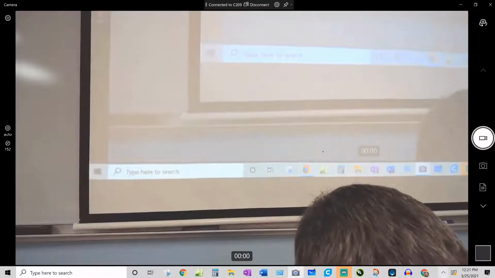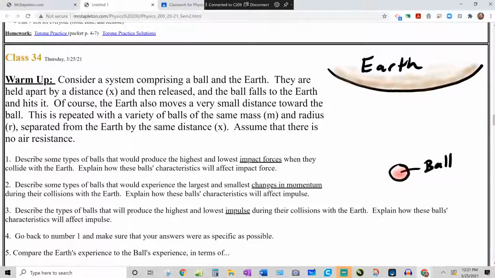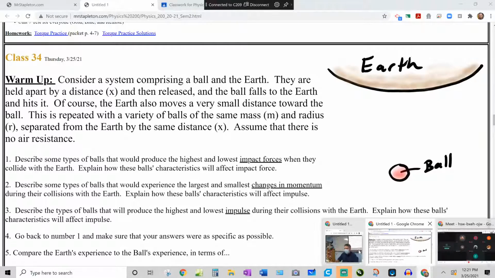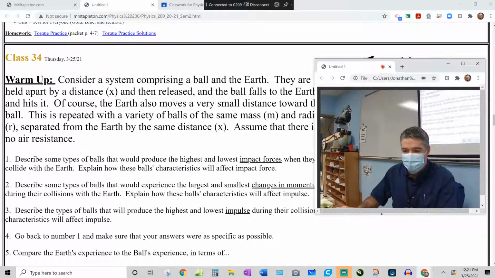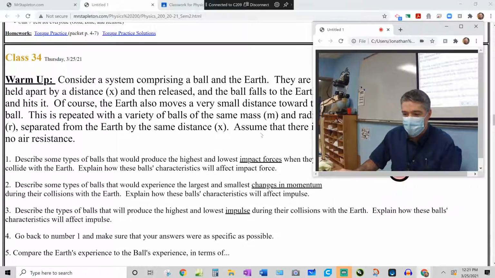Go back to the questions here. Describe some types of balls that would experience the largest and smallest changes in momentum. So, real quick, number one, with forces, I was expecting something with a short impact time and a long impact time, which depends on whether it's hard or soft. The second one, I think we've already been over this.